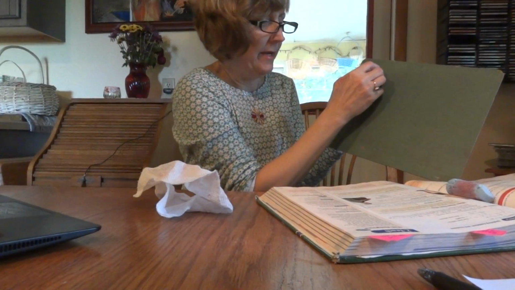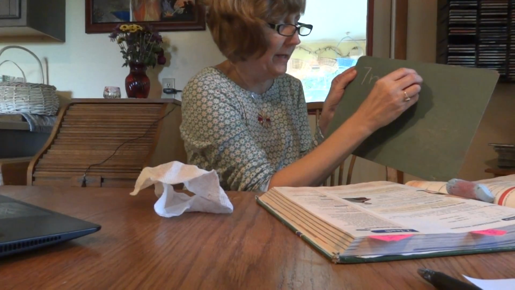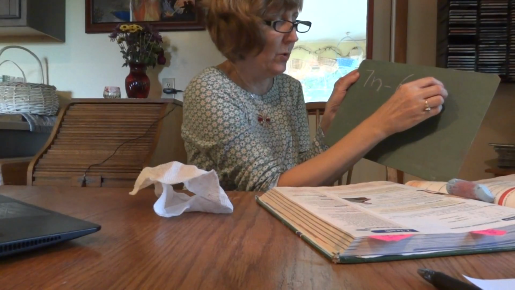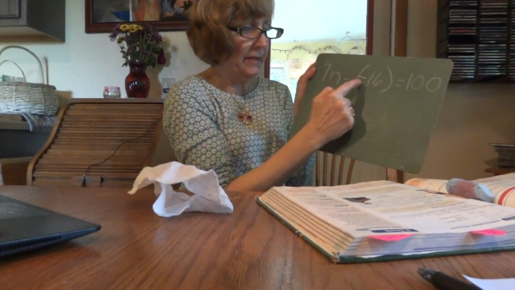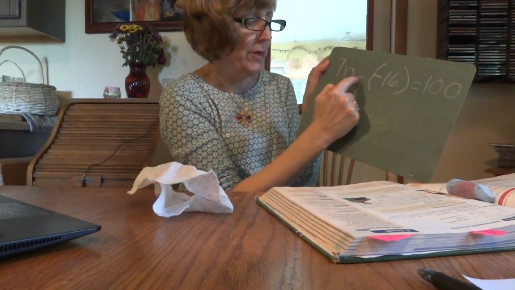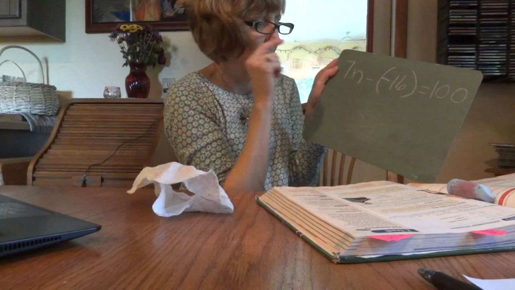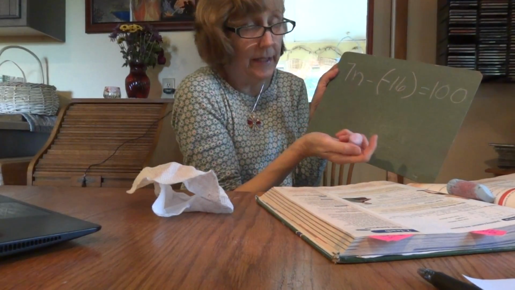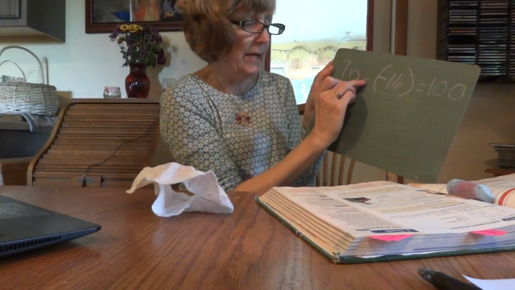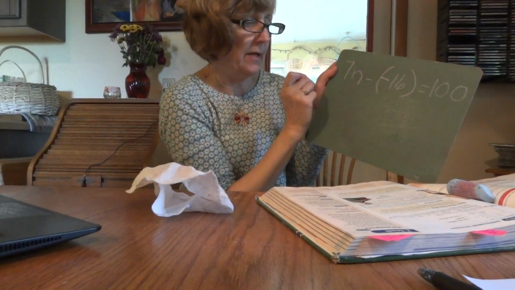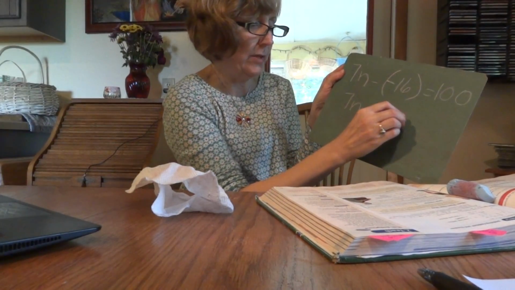All right, let's try 1C. We have 7n minus, now this is going to be tricky, minus 16 equals 100. Here you have a minus minus. If you're subtracting another negative, the answer is going to be a positive. It's just the same as multiplying a negative times a negative. So it's going to be 7n plus 16 equals 100.